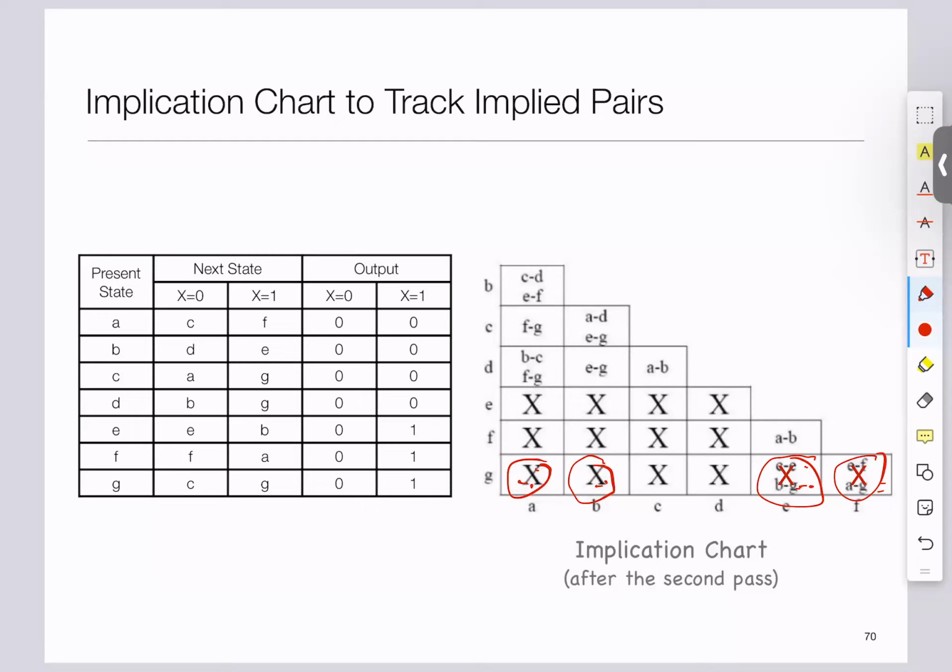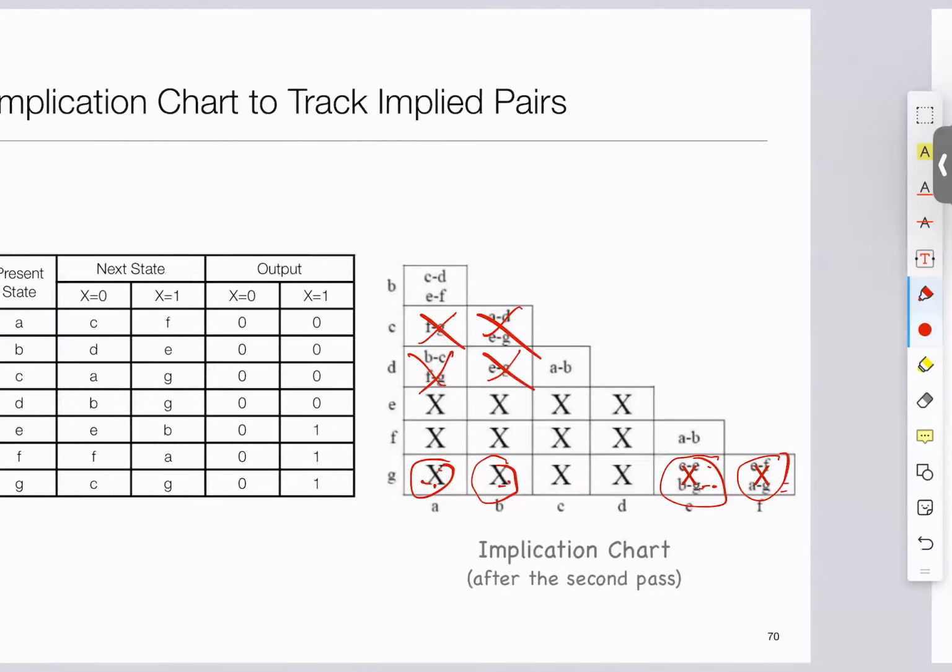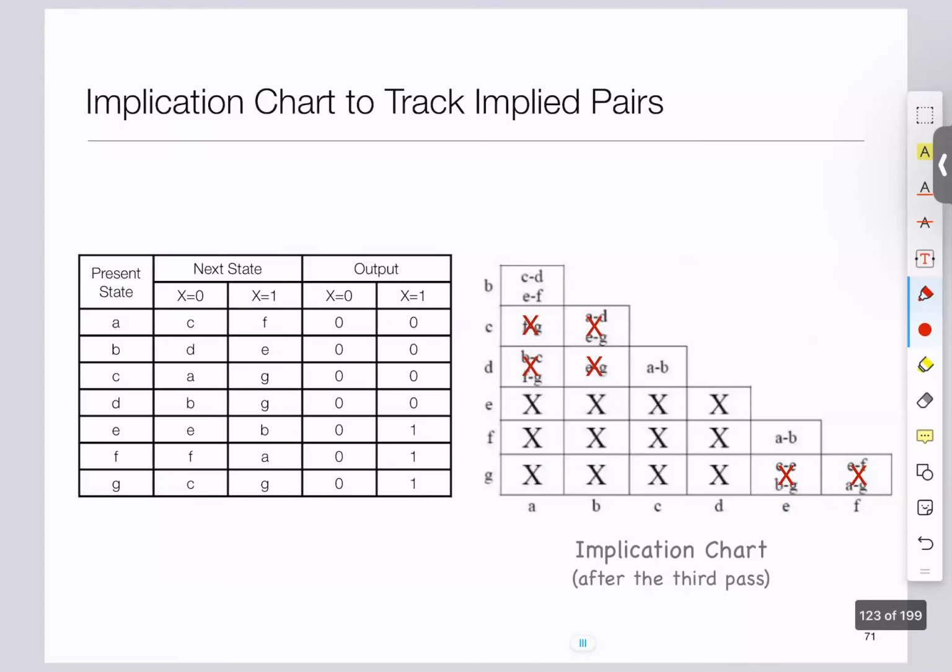So we know now E and G are not equivalent. So any box where E equivalent to G appears is not a possibility. In the next pass, I would be able to rule out E equivalent to G. I would also be able to rule out this one. That's not going to be possible. And then anything which requires F equivalent to G also gets ruled out. So that will be ruled out, that would be ruled out. That would be the next pass. And indeed, that's what we see here.